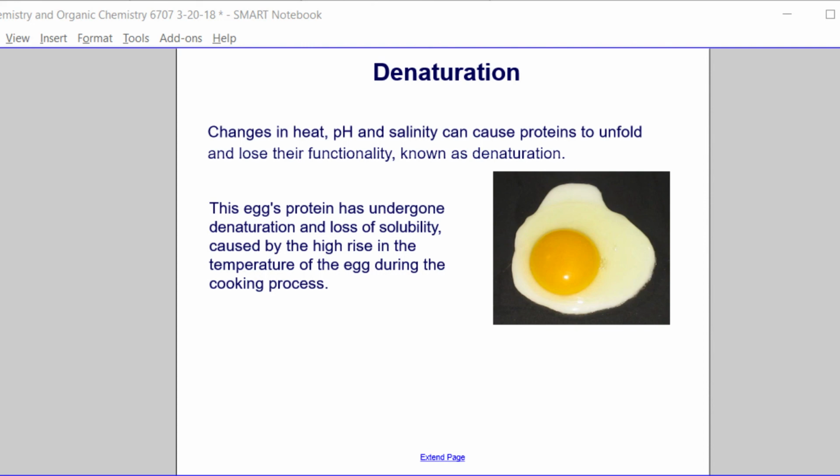In the fried egg example shown at right, the egg's protein has undergone denaturation and loss of solubility caused by the high rise in the temperature of the egg during the cooking process. So we see that denaturation as the formation of the solid egg white.